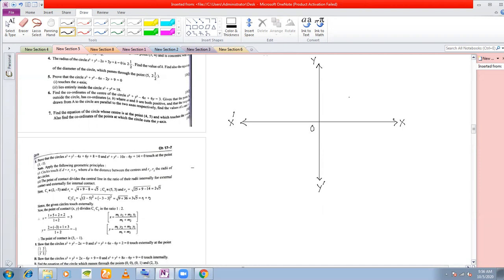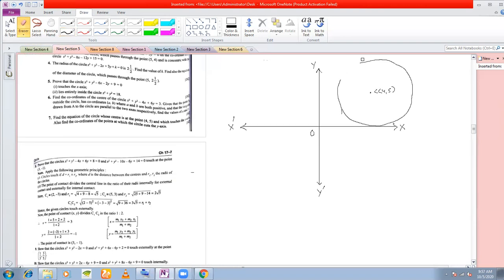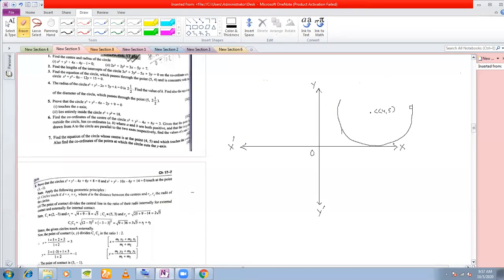Okay, so the center of this circle is at 4, 5. Somewhere over here, 4, 5. It touches the x-axis. So your circle will look something like this, or it cuts the y-axis also. Let me just draw a neater circle. It intersects the y-axis, not touches.